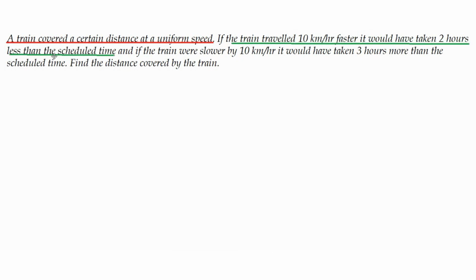Whereas if the train was slower by 10 kilometers per hour, meaning that the speed was say reduced by 10 kilometers per hour, then it would have taken 3 hours more, right, than the scheduled time. We have to find the distance covered by the train. So I believe that this is a very good candidate for forming a table. So let's quickly form a table and understand what conditions are given to us.